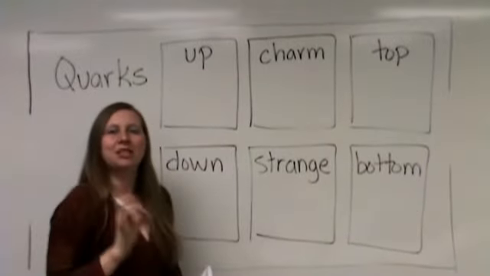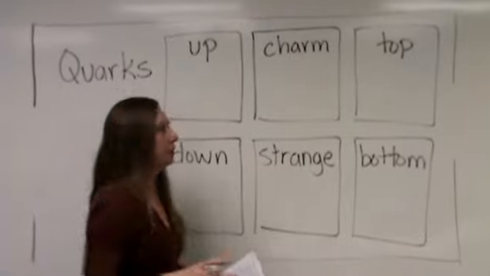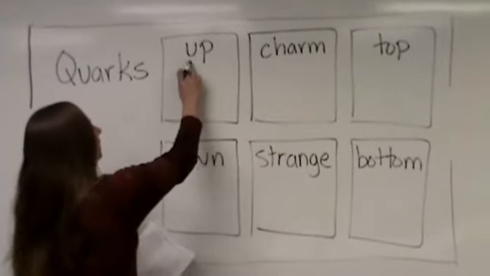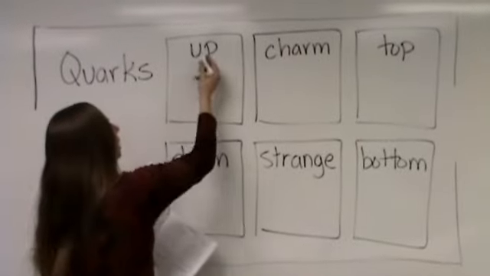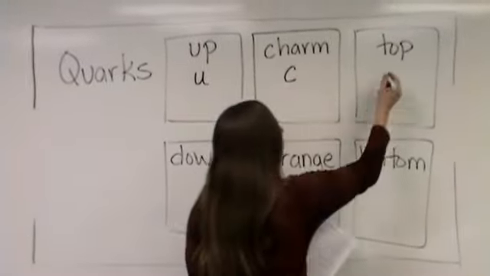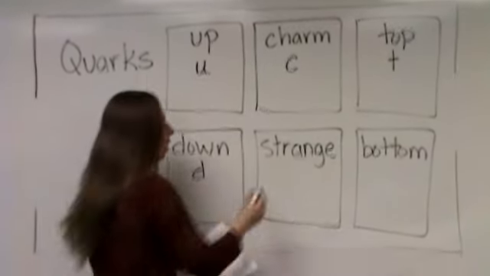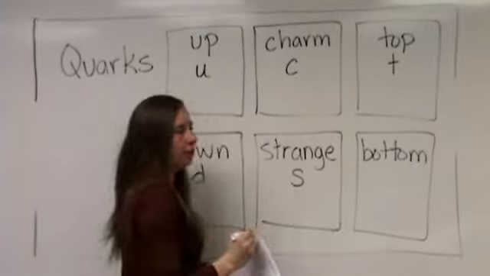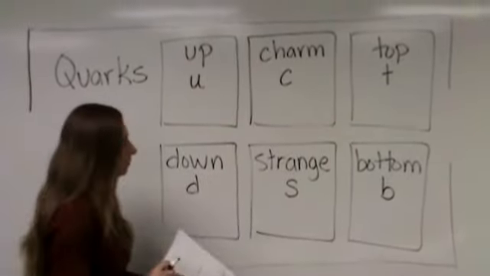Now, what about the symbol for each quark? Each quark is symbolized by the first letter of its name in lowercase. So, an up quark would be a lowercase u, a c for charm, and a t for top. d for a down quark, s for a strange quark, and b for a bottom quark.